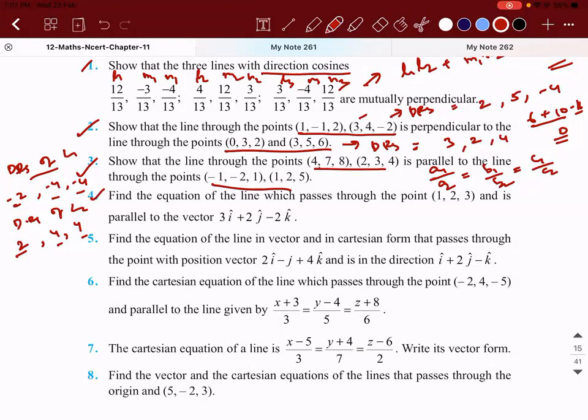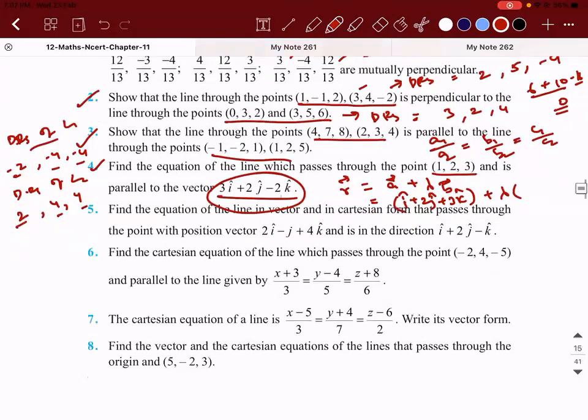Fourth one. Find the equation of the line passing through the point and parallel to this. When they say equation of line, I would suggest you write both vector and Cartesian form in the exam, depending on marks. Even if it's a 2-mark question, I suggest you write it. So what is the formula, guys? R vector is equal to A vector plus lambda times B vector. What is A vector? I cap plus 2j cap plus 3k cap, plus lambda times B vector, which is this thing. Correct? So similarly, you can do the 5th one, 6th one, 7th one, all these things.